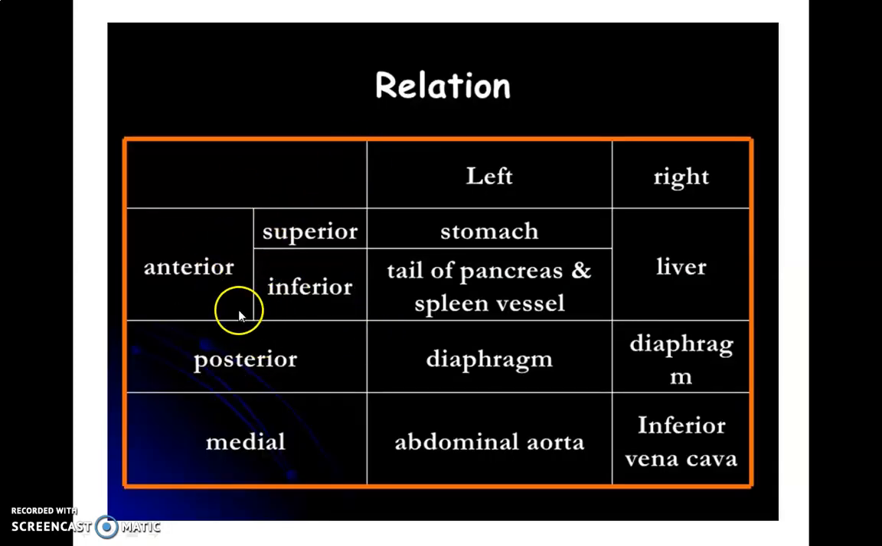This shows the relations of the left suprarenal gland and the right suprarenal gland. Anterior surface, left is related with the stomach and the pancreas, tail of pancreas and splenic vessel. Right is related with the liver. Posterior surface relation, diaphragm, on both suprarenal glands. Medially the relations are abdominal aorta, which is related to the left suprarenal gland, and the inferior vena cava related to the right suprarenal gland.